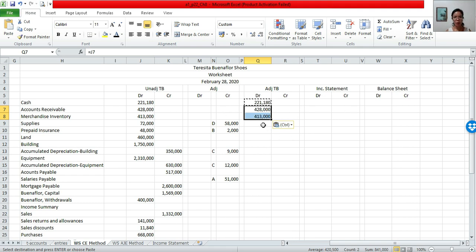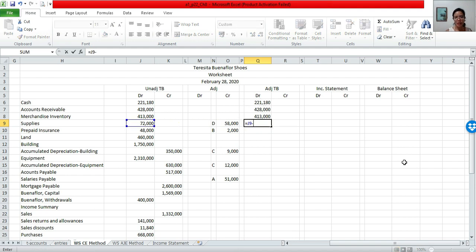And then we hit our first account with an adjustment, but notice that supplies having an original debit balance is credited for 58,000. So that's 72 less 58, you get 14,000, which is the amount of supplies in hand. Prepaid insurance, of course, having a debit balance, has a credit adjustment of 2,000, so that will be a deduction. Land has no adjustment, so therefore that will be an extension. Building has no adjustment, so another extension. In the case of accumulated depreciation building, we have a credit beginning balance of 350 and a credit adjustment. So credit and credit means addition.